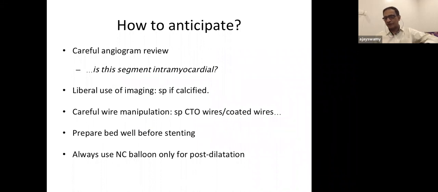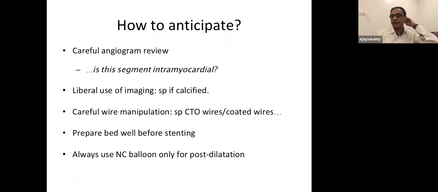Careful angiogram review. Every interventionist who has done enough procedures will realize the mid LAD or sometimes the C of the circumflex is often intramyocardial, and trying to post dilate stents without paying careful attention to the angiogram will often end up in perforations, type 3 perforations, which are very, very difficult and dangerous to manage. Liberal use of imaging, especially if there is calcification, will help you to decide what tools to use and when to stop. Careful wire manipulation, especially CTO wires and polymer jacketed wires, is mandatory before you take any hardware over them. Before putting the stent in, it is important to prepare the bed extremely well, because otherwise you'll get stuck without being able to deliver hardware, and that is a terrible situation to be in in case one has a perforation. And always use only an NC balloon for post dilatation.